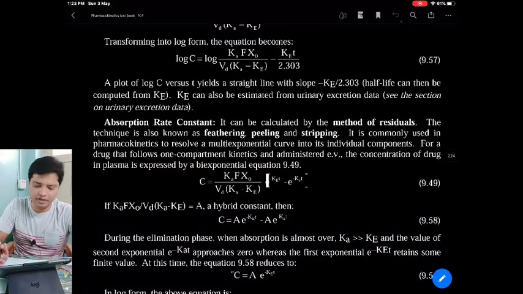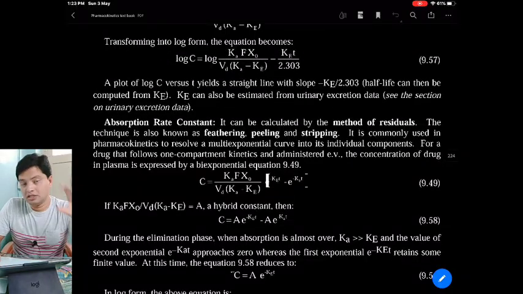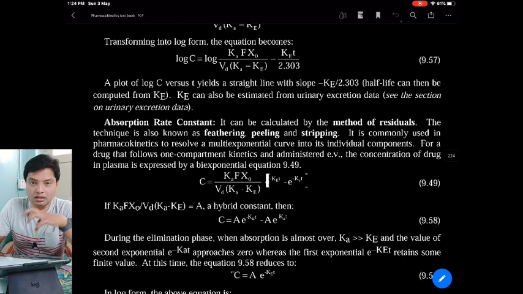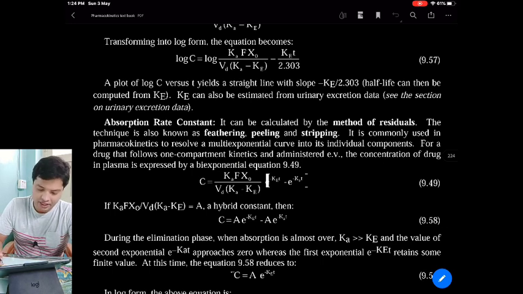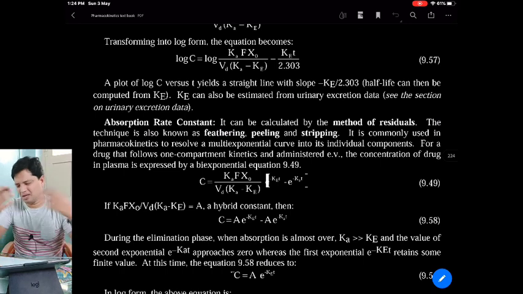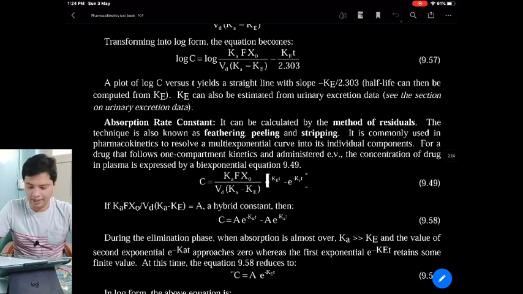The absorption rate constant. How can we determine this? This is a very critical part, so try to give more concentration on this. It can be calculated by the method of residuals. The technique is also known as feathering, peeling and stripping. That's the name given for the technique. It is commonly used in pharmacokinetics to resolve a multi-exponential curve into its individual components. Why is the curve multi-exponential?